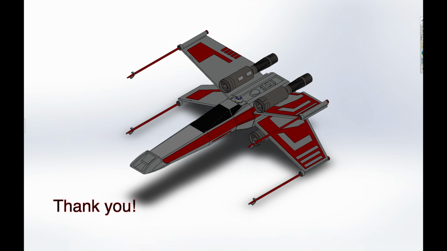This project took me about 40 plus hours to make, and despite the frustrations I had along the way, I enjoyed making this X-Wing.